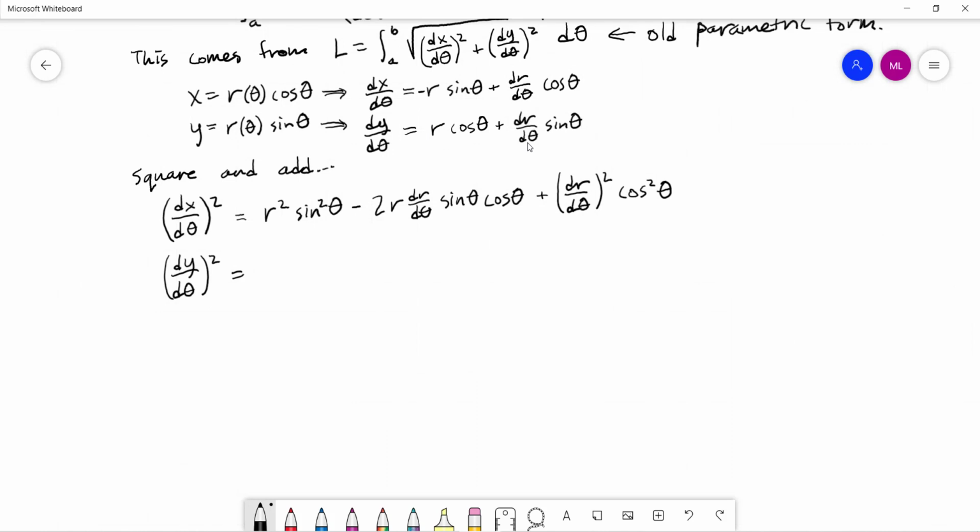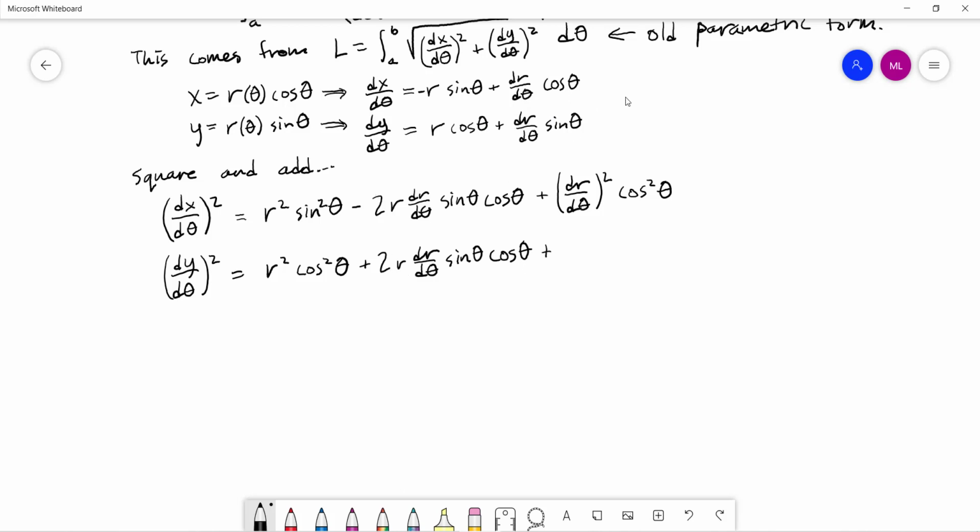So now I'm foiling this one out with itself. I'll get this times itself, which will be r squared cosine squared of theta. I'll get 2 of this times this, which will be plus, in this case, 2r dr d theta sine of theta cosine of theta. Right? R times dr d theta and a cosine of theta and a sine of theta. Here they all are, and we get 2 of them.